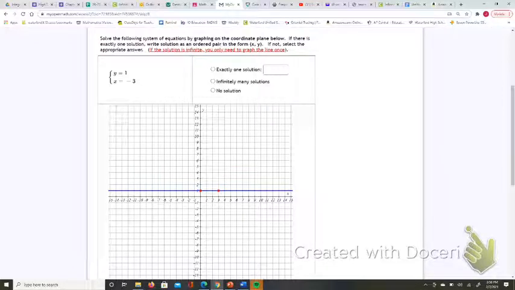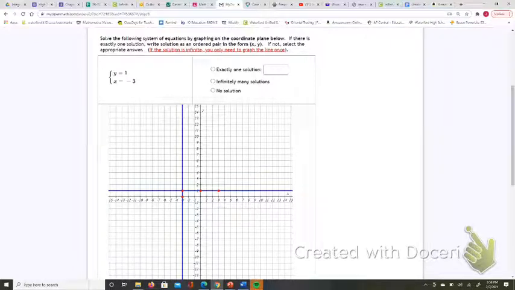My second line is x equals negative 3. So I go to where x is negative 3 and I put a dot. Now, if I want to stay where x is negative 3, I can't go left or right. If I move to the left or to the right, I'm going to be moving my x. So this time I'm going to go up, and there we have it. There's my two lines. So now, where do those two lines cross?